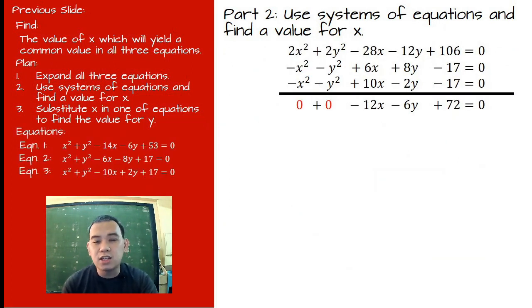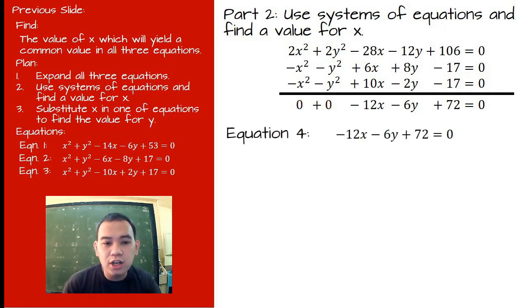I can create a sum for the x squared term and the y squared term that is equivalent to 0. This is what I mean by simultaneous solutions, to change the certain number of equations at the same time. The resulting process gives us a fourth equation that reads as negative 12x minus 6y plus 72 equals to 0.